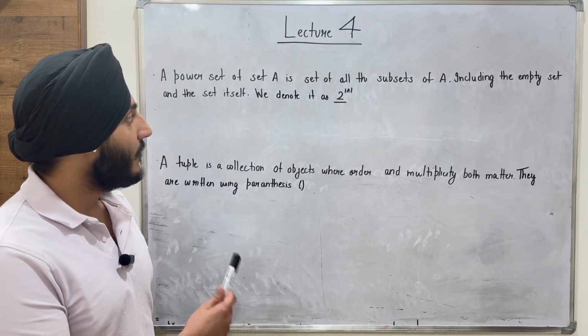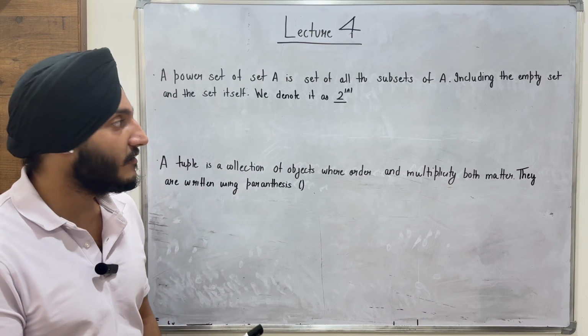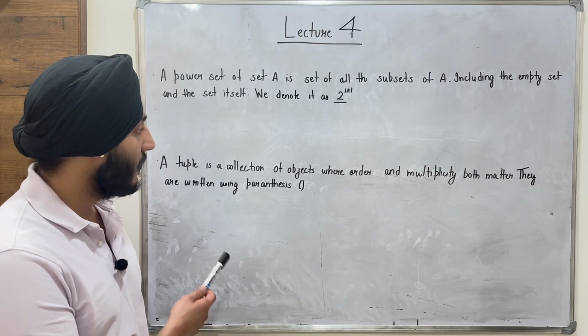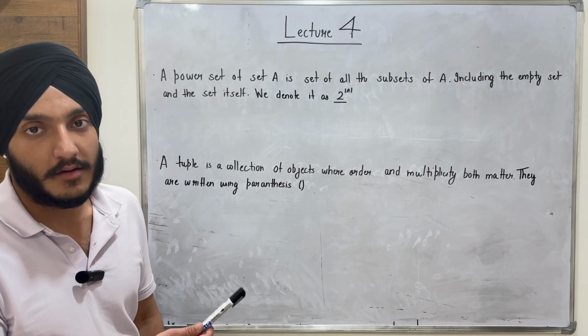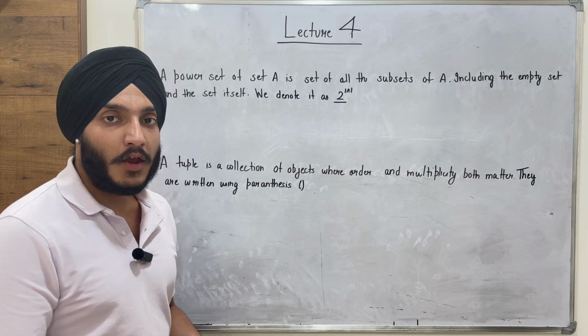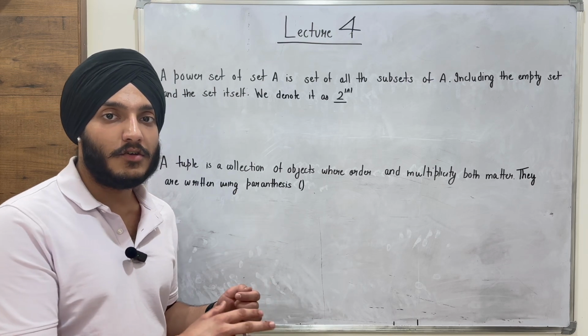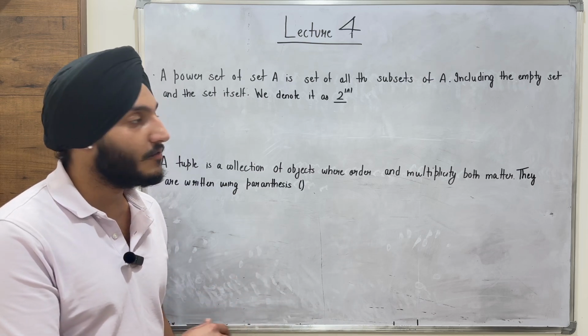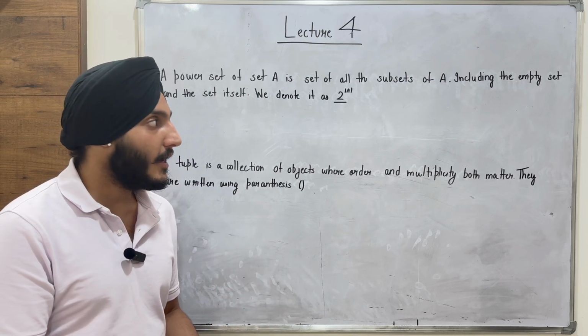So this is going to be the final lecture about sets. In this lecture, we will be covering power sets, tuples, and then we will also understand what is a Cartesian product, right? So towards the end of the video, just like all the lectures, I'll be giving a bunch of questions for you guys to solve, and then I'll solve those questions towards the end, right?